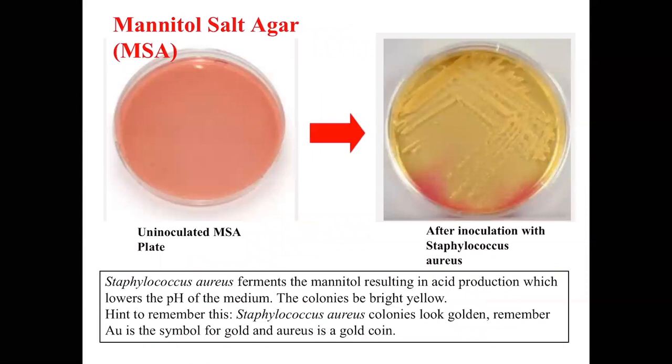Okay, so if you take a plate, this is an uninoculated plate and it's kind of red looking because of the phenol red, and you inoculate it with Staphylococcus aureus, you see this golden color. Staphylococcus aureus is going to ferment the mannitol and it makes it yellow. Aureus is gold. AU is the symbol for gold, and aureus is a gold coin. So you can make the connection, right? It's golden or yellow.